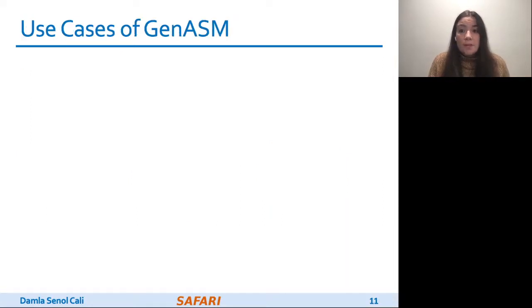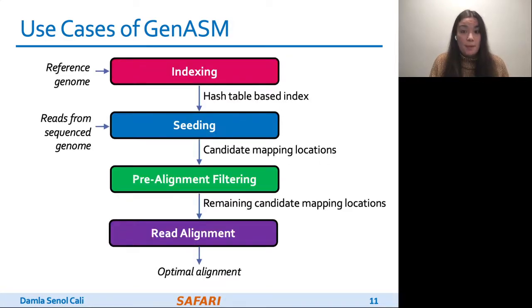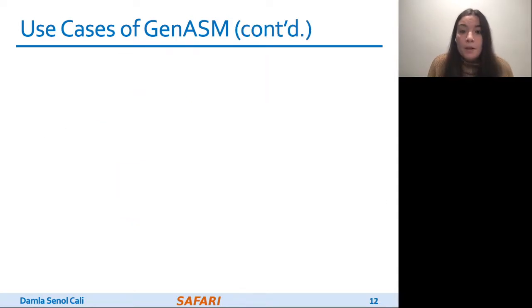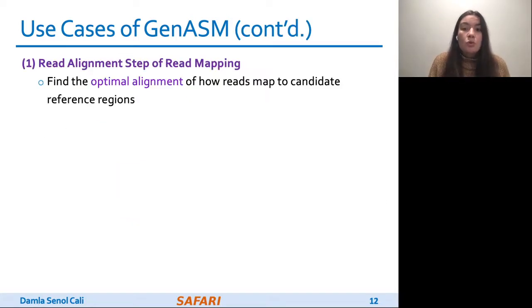GenASM is flexible and can be used for a number of use cases. In this work, we evaluate 3 of them in detail, and 2 of them are from the read mapping pipeline: pre-alignment filtering, and read alignment. So read alignment is the most time-consuming step of read mapping, where we align each read to all of its candidate reference regions and then find the optimal alignment.